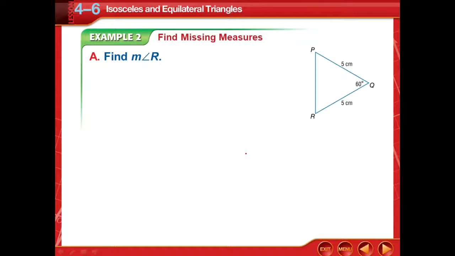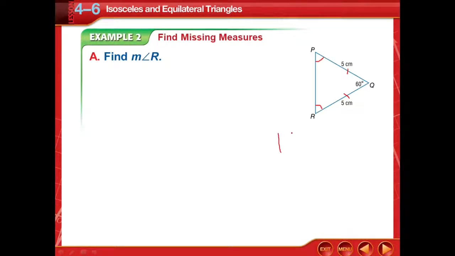If we want to find the measure of angle R, I will have to decide what kind of triangle this is. Since PQ is 5 centimeters and QR is 5 centimeters, that lets me know that this is at least an isosceles triangle. How do I find angle P and angle R? Well, I know that if these sides are congruent, these angles are congruent.